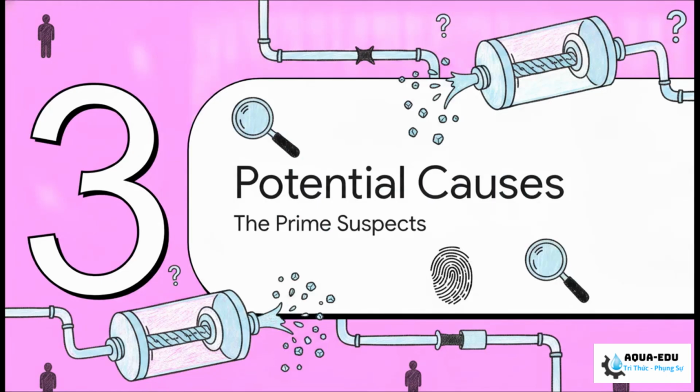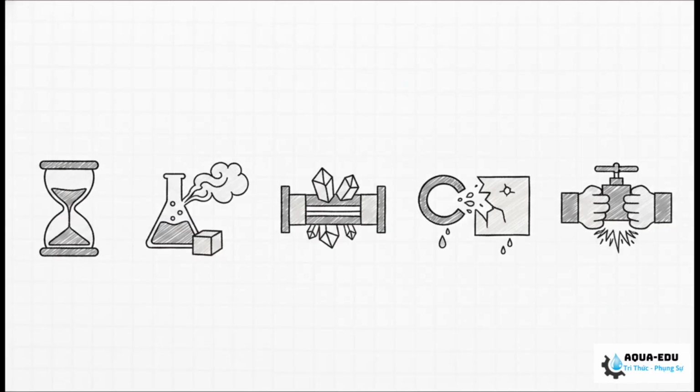Moving on to part 3, potential causes. Let's line up our prime suspects. According to the diagnostic guidelines, we've got 5 main culprits for a loss of salt rejection. First up, natural membrane aging and degradation. Second, and this is common, oxidation damage from free chlorine. Third is a thick accumulation of mineral scale or biofoulants. Fourth, mechanical issues, like physical punctures or broken O-rings. And finally, operator error, running the system at excessively high recovery rates.